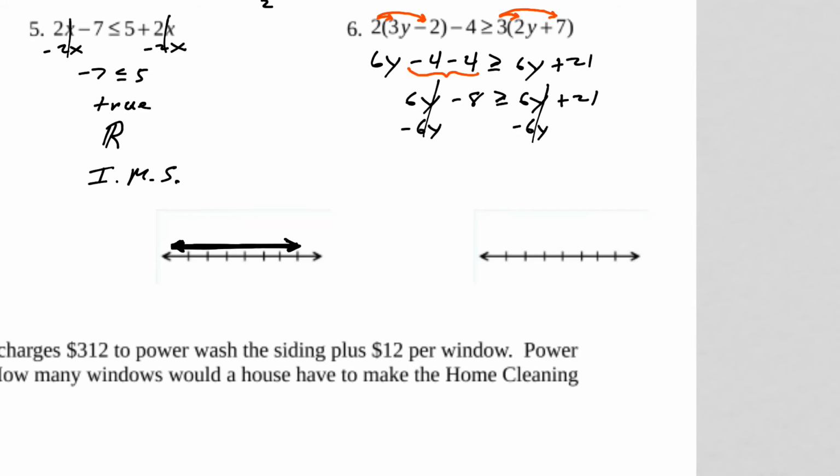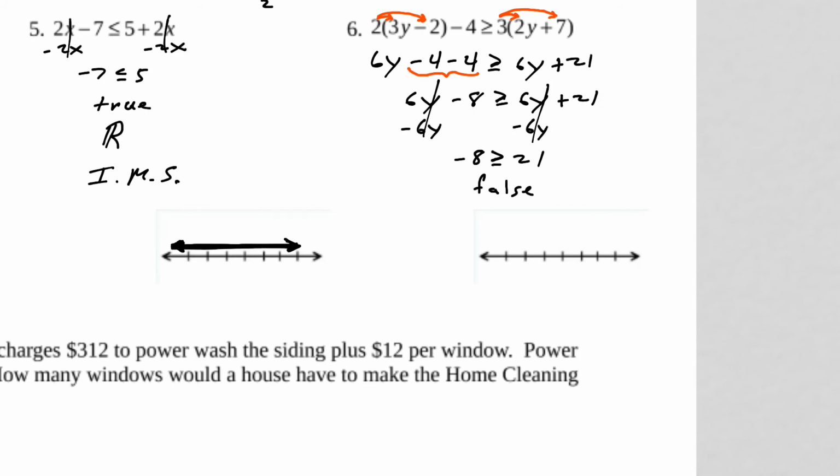But again, those cancel out and make 0 on both the left and right side. Well, if I cancel those out, all I have left remaining on the left-hand side is 0 minus 8, which is negative 8. And that, I'll bring down my inequality symbol, is greater than or equal to. And on the right-hand side, I have 0 plus 21, which is 21. I end up with an inequality that says negative 8 is greater than or equal to 21. This statement is false.